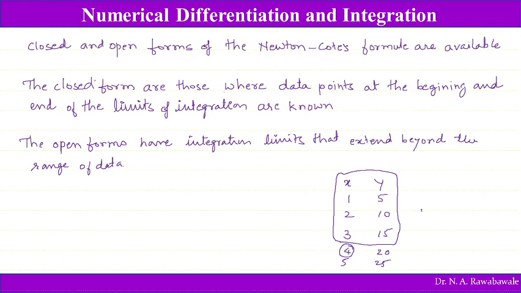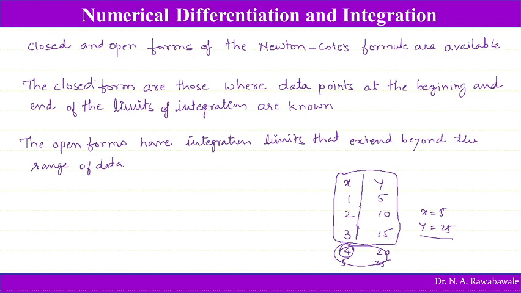At x is equal to 5, y is equal to 25, but this is not given in this table, so this data is not available in this table. Only the data which we have is only this much. So even though based on this data we are going to say that at x is equal to 5, y is equal to 25, what we are going to do, we are going to find the approximate value of y at x is equal to 5, which is not within this table, that is called as extrapolation. So that is known as extrapolation.